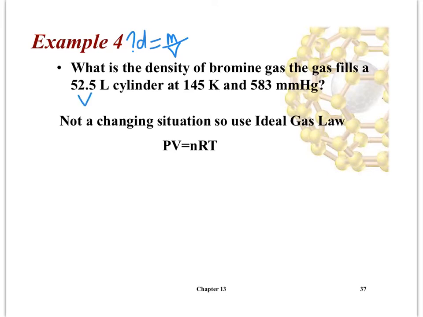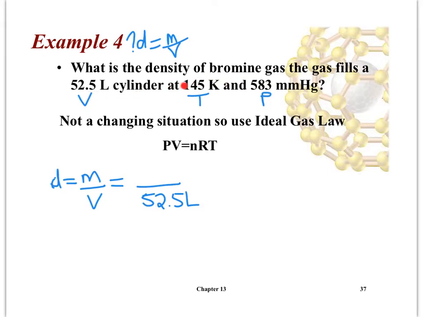It gives us a volume, a temperature, and a pressure. So I'm going to rewrite the density equation here. Density is mass over volume. Now, I'm not given the mass, but I'm given the volume. The volume is 52.5 liters. So all I need is to figure out what the mass is so I can plug it in right here. So let's see if I can find what the mass is.